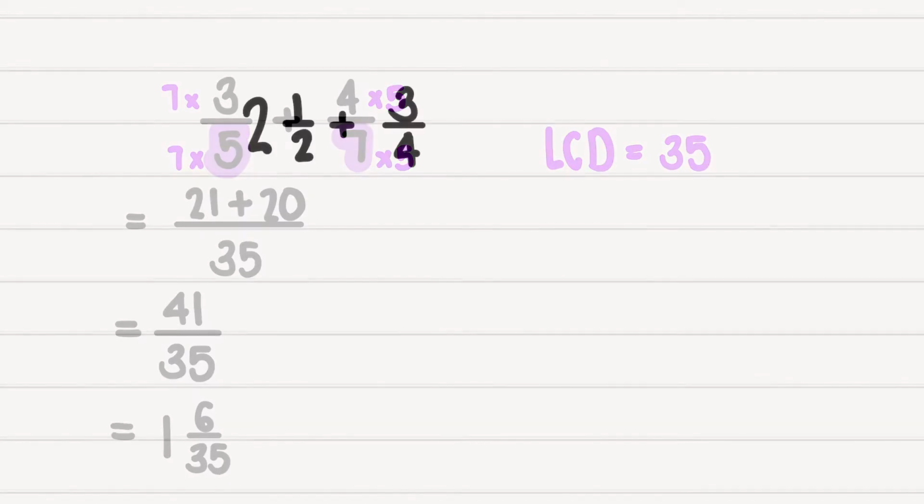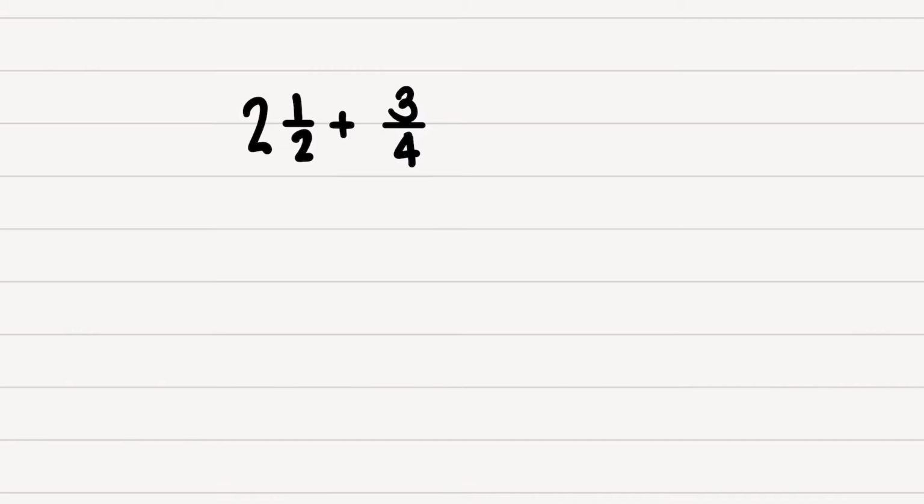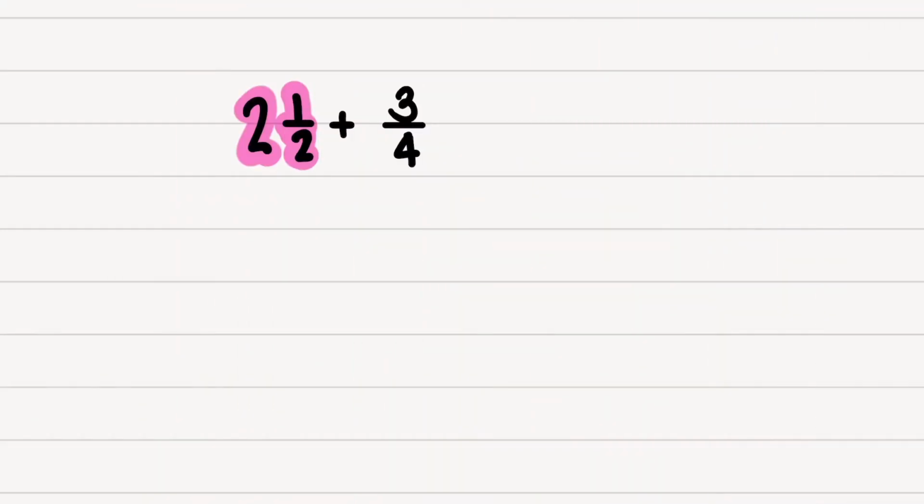All right, looking at the next example, I have 2 and 1/5 plus 3 over 4. Now, 2 and 1/5 is a mixed fraction. And the first step is that we're always going to make a mixed fraction an improper fraction to make it easier to work with. I'm going to start by converting 2 and 1/5 into an improper fraction. And how do I do that? I say 2, the whole number, times the denominator, and then I'm going to add the numerator.